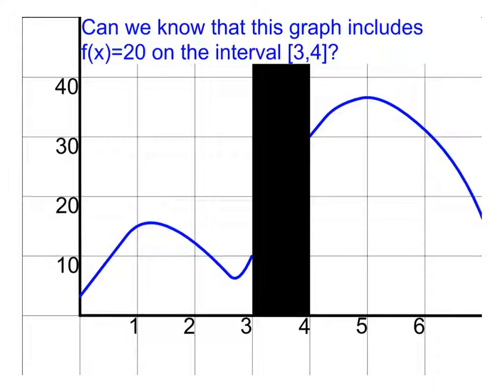So there could be a hole. There could be a jump. There could be an asymptote. What do we call those three? All three of those fall under the same umbrella. Yep, those are all discontinuities.